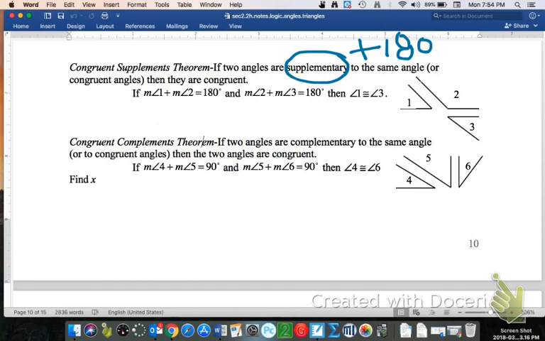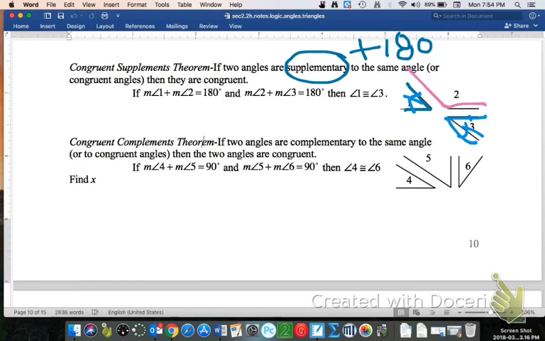For example, we have angles 1 and 2, so this angle and this angle add up to 180 degrees. And then we also have that angle 2 and angle 3 are supplementary. Notice if you look at the picture, 1 and 2 look like if you put them together they would create a line. And 2 and 3 together would create a line. So what we're saying is that these two angles have to be congruent. So angle 1 has to be congruent to angle 3 because they're supplementary to the same angle.